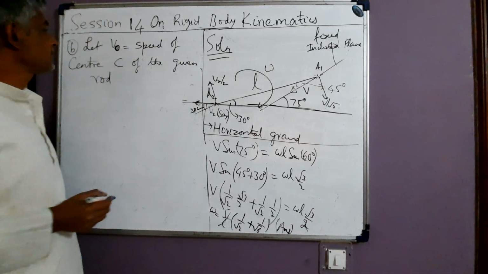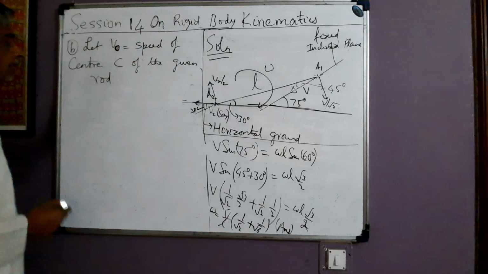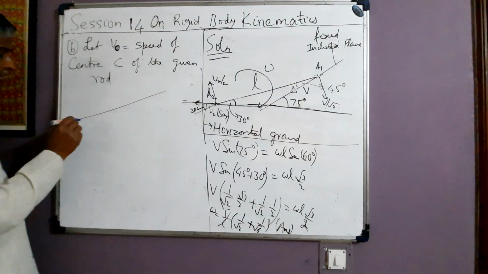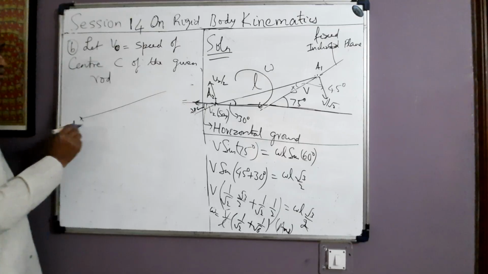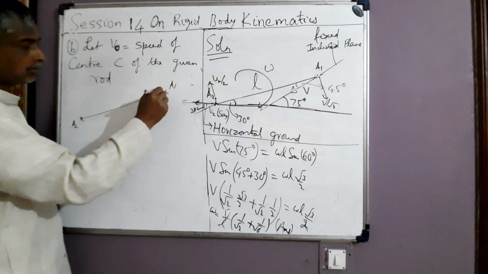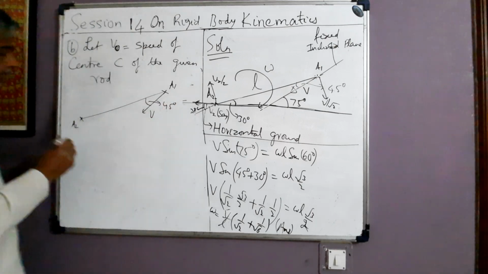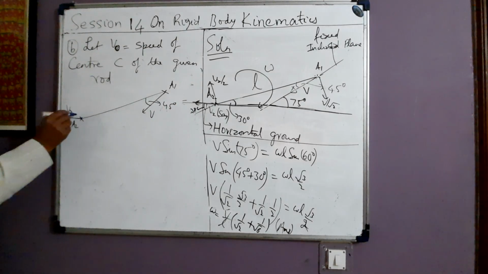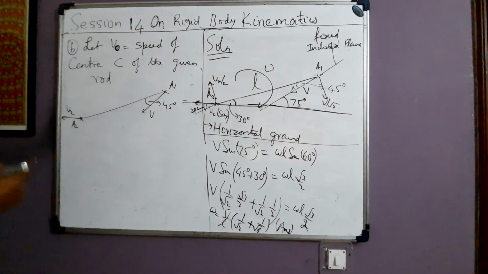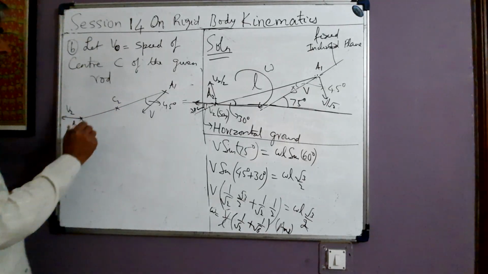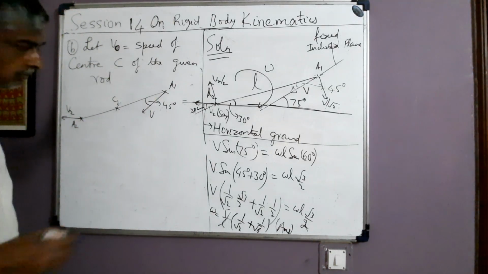Let V0 be the speed of center C of the given rod. Okay, so I'll draw the diagram here. This is A2. This is A1. This is V. This makes an angle of 45 degree with the rod. A2 speed is V2 in leftward direction, as we have found just now. Okay, fine. And this is the center C.